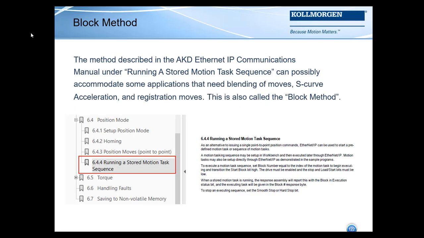The method described in the AKD Ethernet IP communications manual under running a stored motion task sequence, which is in the position mode section of the manual, can possibly accommodate some applications that need blending of moves, S-curve acceleration, and registration moves. This is also called the block method. Below to the left shows where this is located in the table of contents of the AKD Ethernet IP communications manual, and to the right it has the description of how the running a stored motion task sequence works.